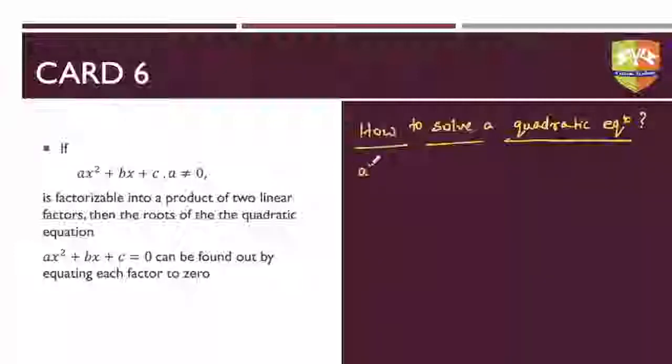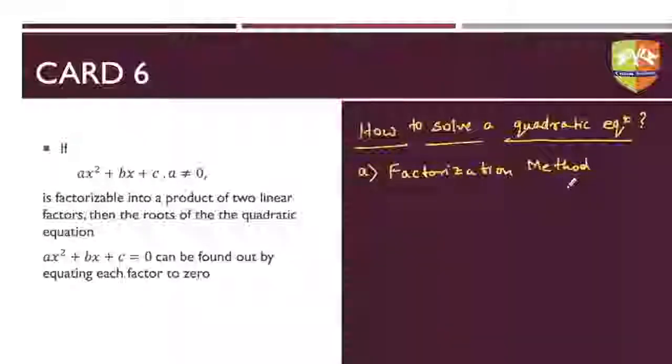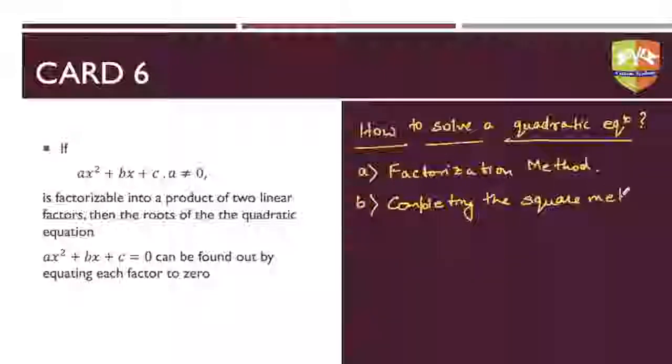So method number one is the factorization method. In your exams, there will be categorical questions where they will say, using factorization method, solve this quadratic equation. We'll see problems related to that a little later. Another is the completing the square method. This is the second method through which you can solve any quadratic equation.